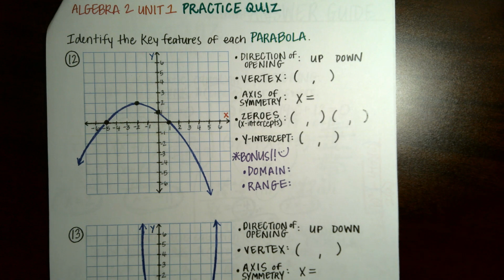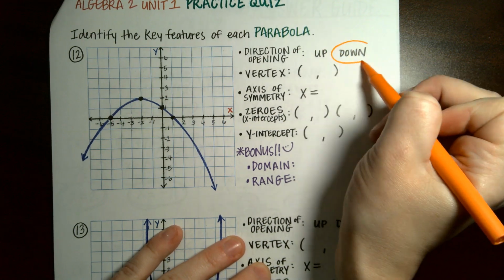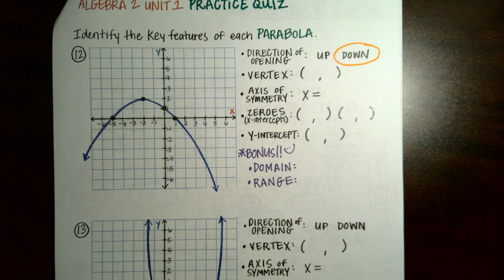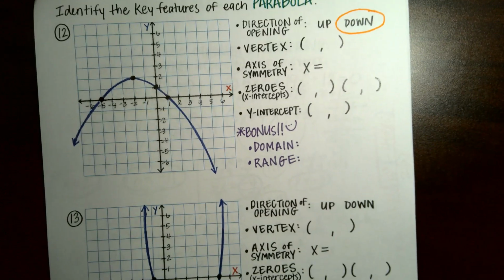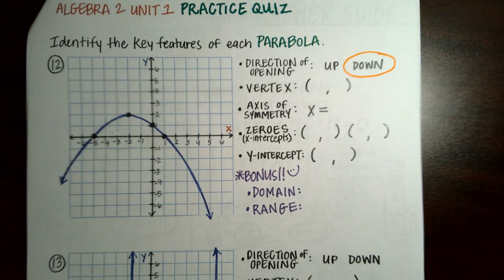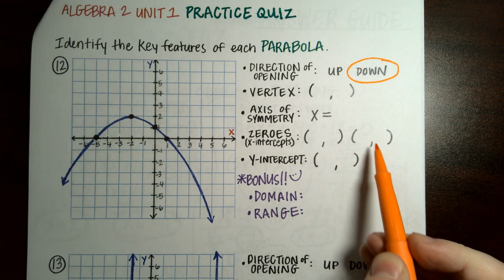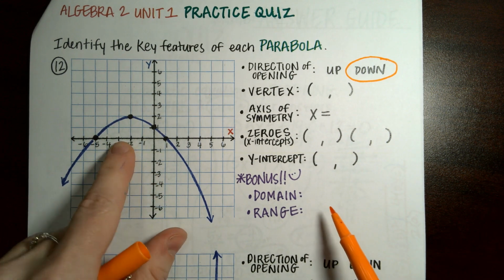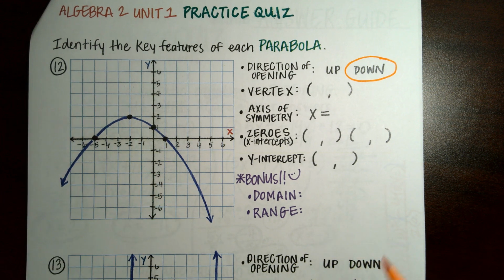Down. Yeah. It's down. So what I'm going to have you do is just circle up or down. It's down here. Facing down. Now, on your quiz, I don't want you to just fill in the blanks for your answers. I try to give you lots of room. I want you to label your graph. And I'll show you what I mean by that.